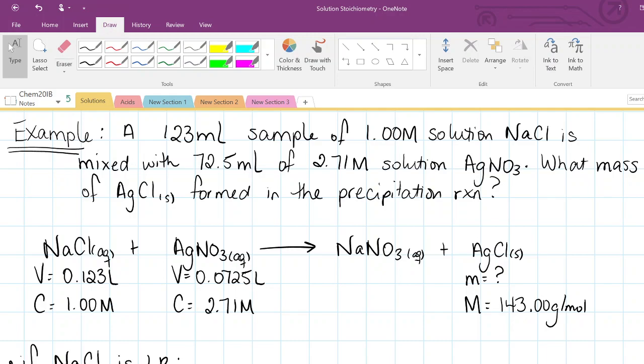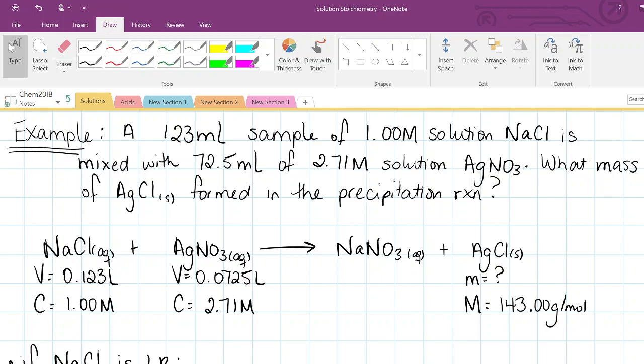Now, next sentence, right? Right away, just with that one sentence, look how much info we've gotten. Now I'm going to see what else the question tells me. What mass? Oh, mass. Okay, what mass of AgCl? I have to come underneath the AgCl and put that mass is my unknown, is formed in the reaction.